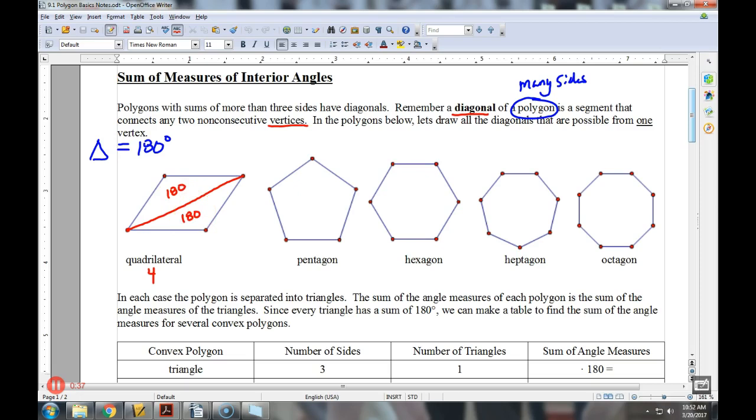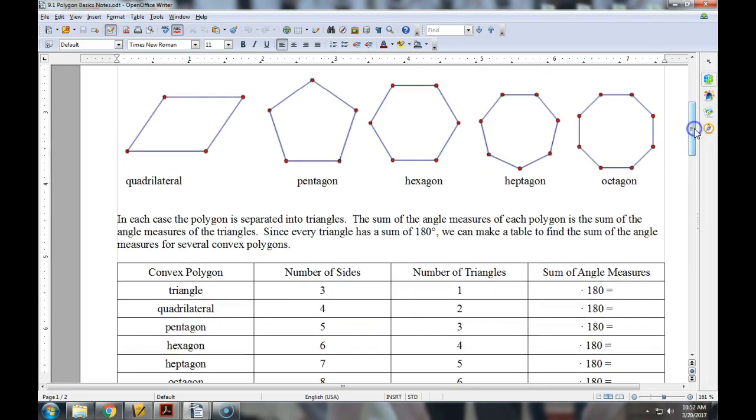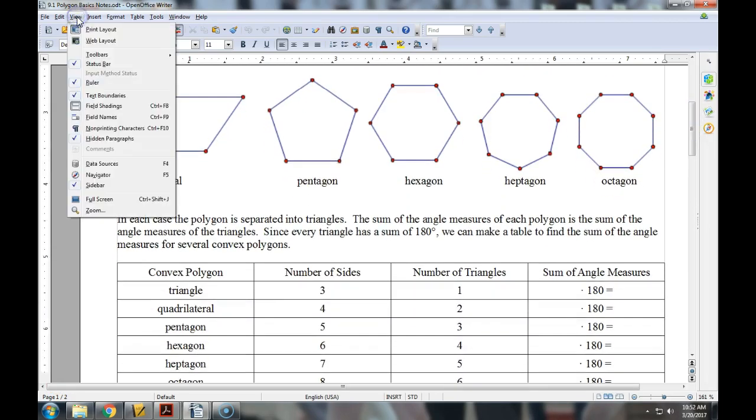Because I can break it up that way, when I add up these 3, that's got to be 180 degrees. But then when I put these 3 with it, that's another 180 degrees. So we find out that a quadrilateral is 360 degrees. I'm going to scroll down a little bit so we can fill in the chart as we go. Go to full screen.